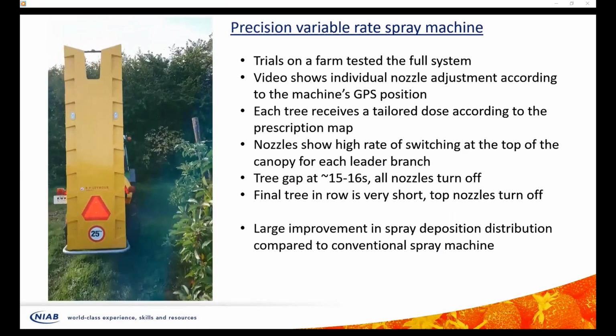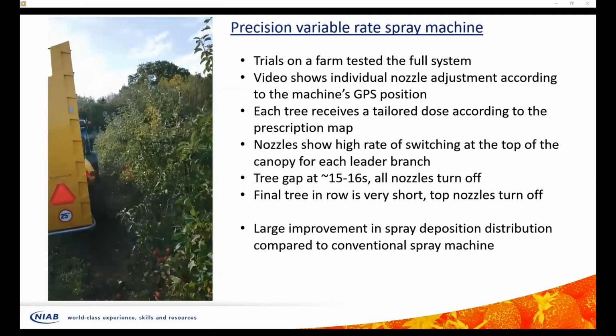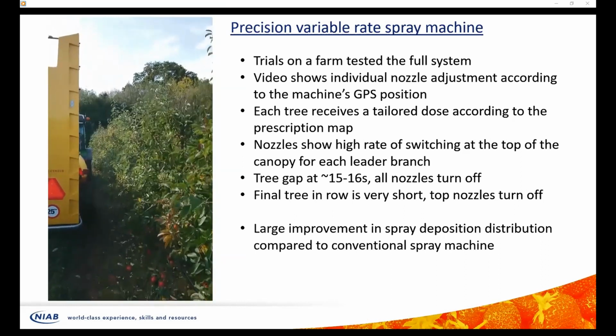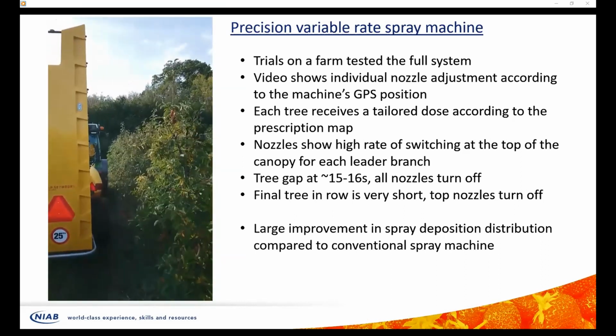Nozzles aiming at the top of the tree canopy are switching extensively to account for the leading branches at the top of the tree. And at around 15 seconds into the video, you can see all the nozzles suddenly switch off for a second because there's a missing tree.